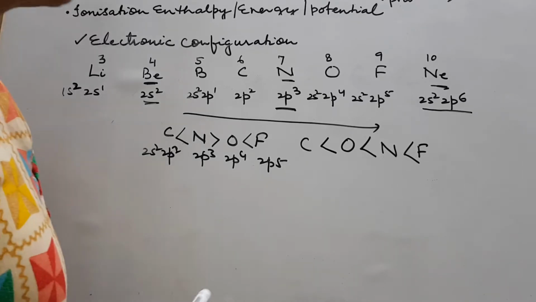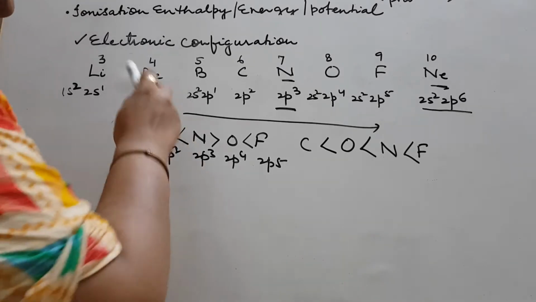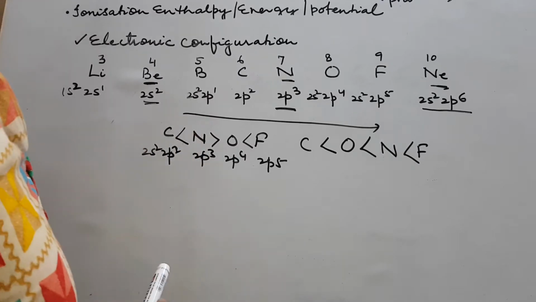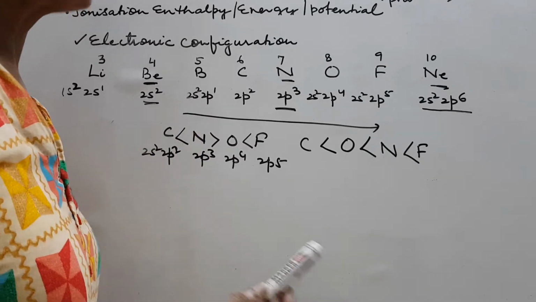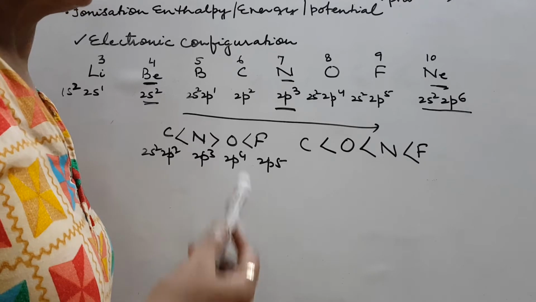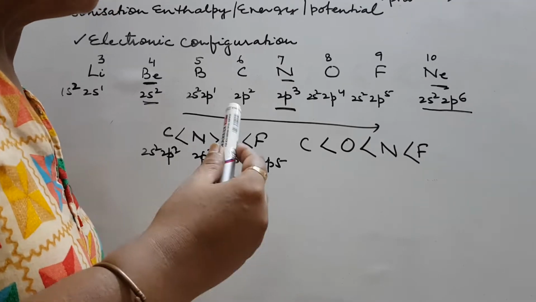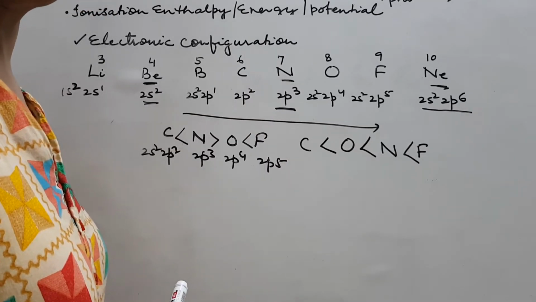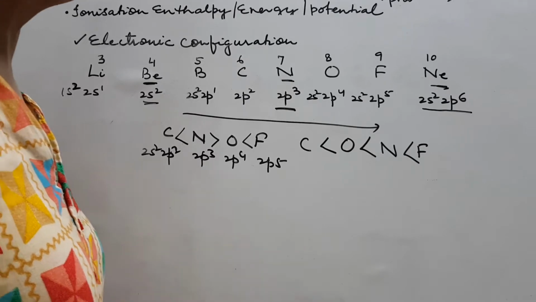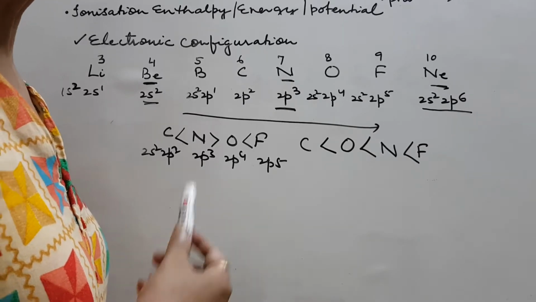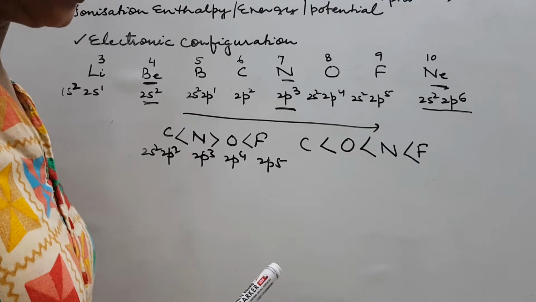Now children, in this video we will see how the factor electronic configuration governs the IP or IE values. I tell you children, this is one of the most important factors, or one can say even the most important factor which governs the IE values.